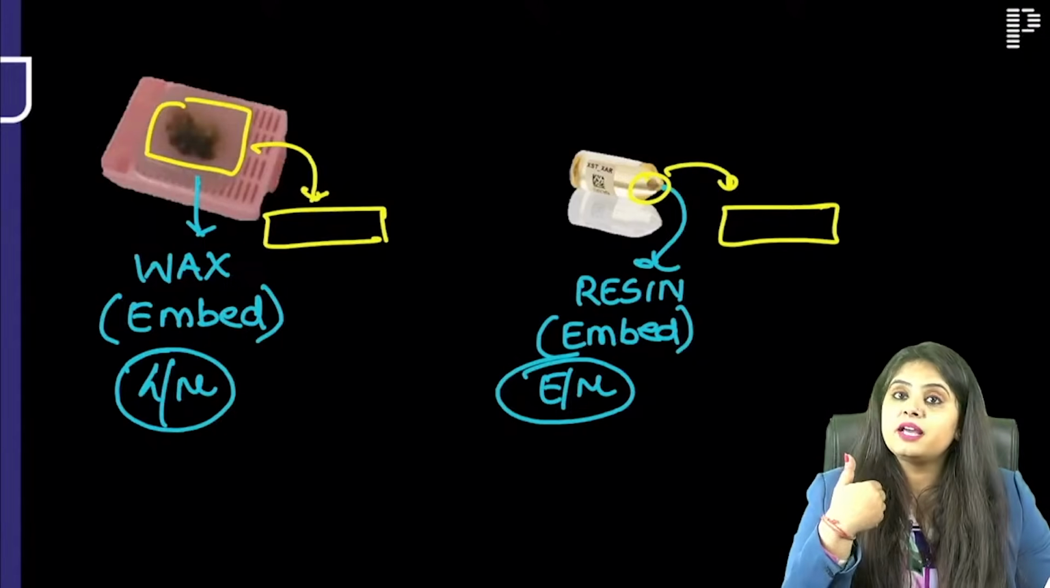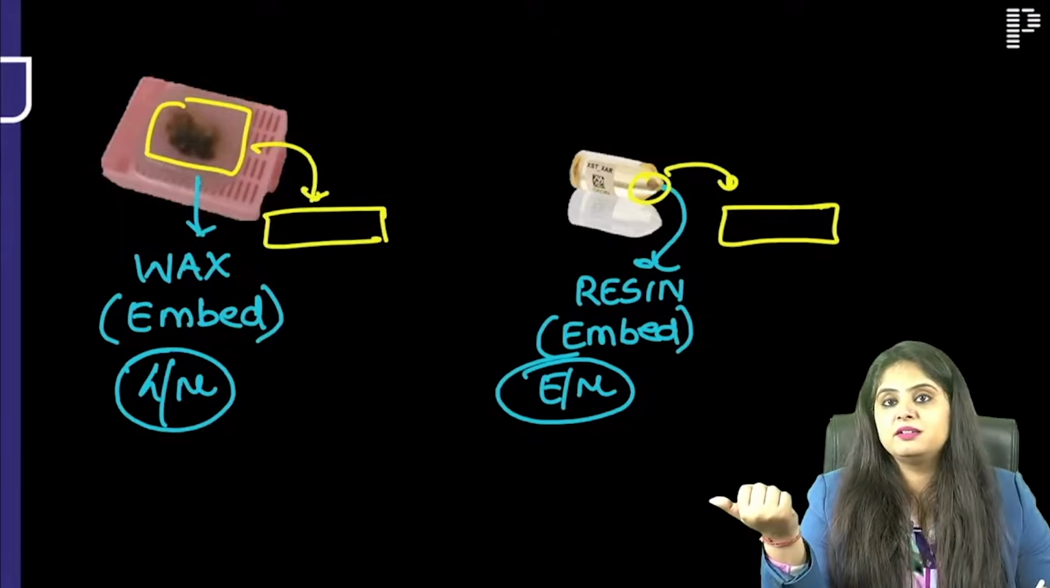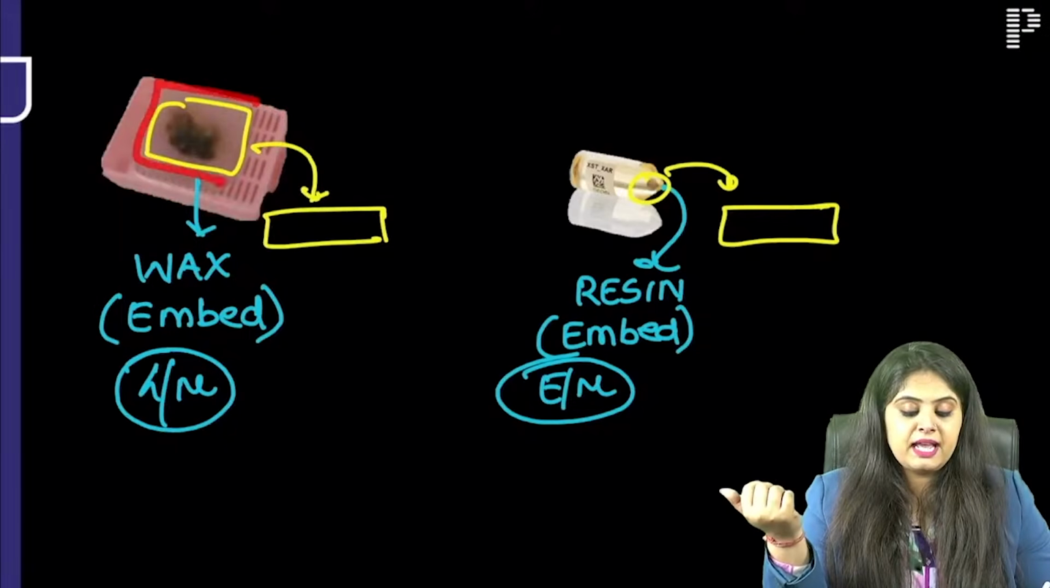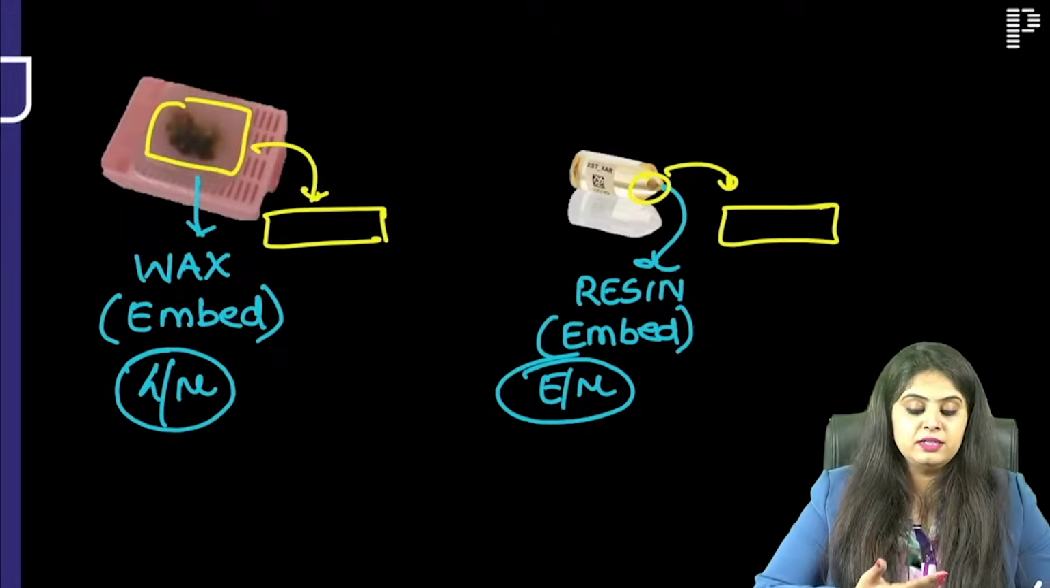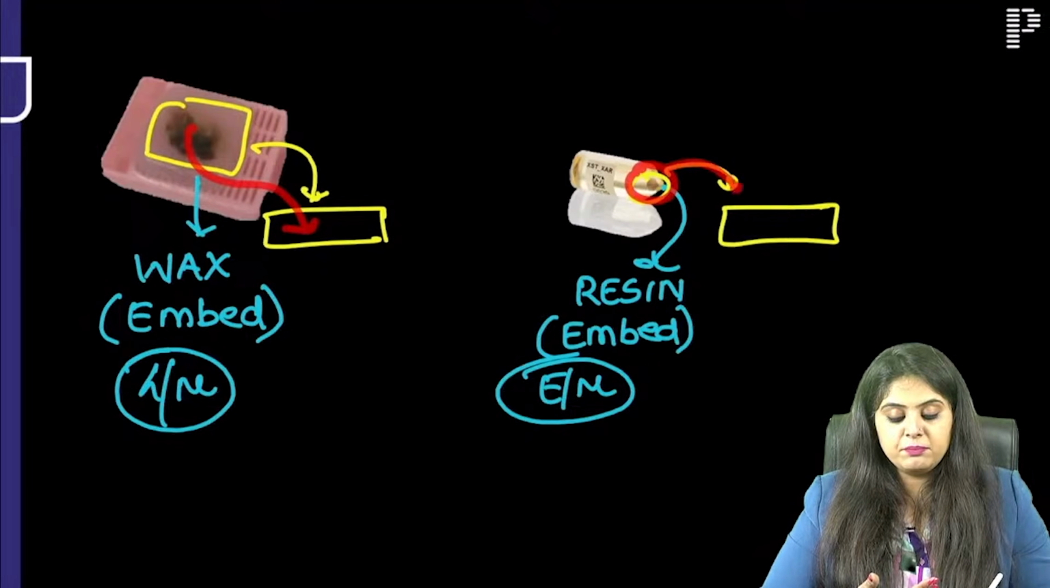So that is exactly what I will do. Now, if I want to look at this under the microscope, I can't look at wax under the microscope. I will take a blade and I will cut one slice out of it, and this is what I will put on my slide. Same way from resin, I will put it on the slide.